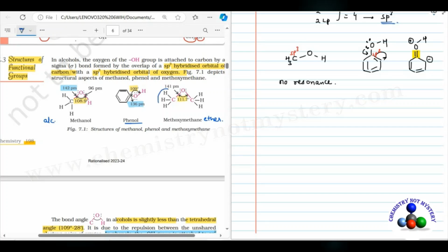There are two bulky R groups. These two bulky R groups repel each other. And that's why the bond angle is more than the expected bond angle, which is 109 degrees.